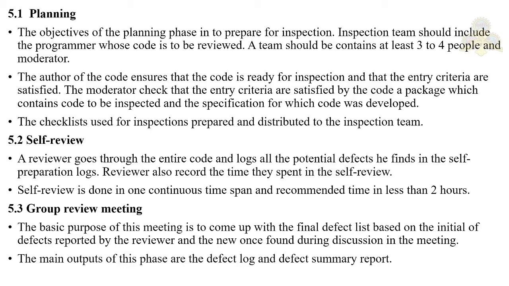The next one is the self review. In this phase, each reviewer does a self review of the code. That means each one does the code review individually. During the self review, the reviewer goes through the entire code and logs all the potential defects he or she finds in the self preparation log. These reviewers will mark the defects on the work product itself, and they may provide a summary of the self review log. The reviewers also record the time that they have spent for this self review.